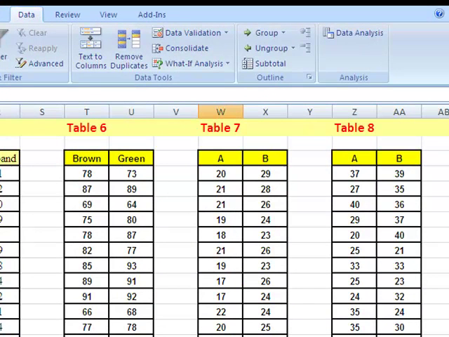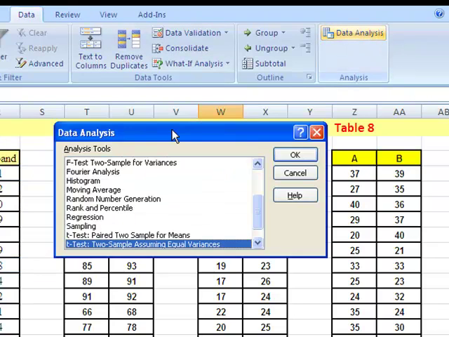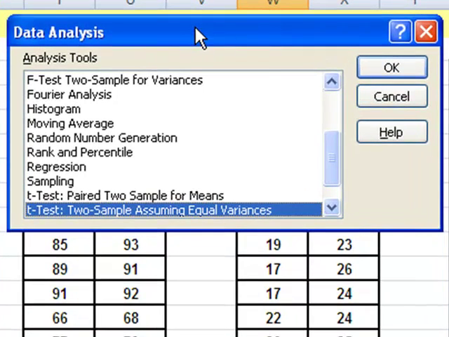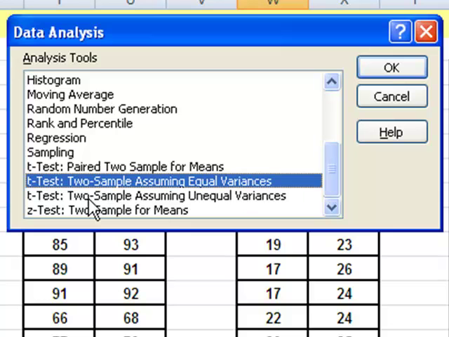When we go to Table 8, we can see the data here, and again we'll notice that we have different numbers of test results here. So we're not going to use a paired t-test, but since we are comparing two different cars, we are going to use a t-test. So we go up to Data, over to Data Analysis, and when we're brought to the Data Analysis box, we then scroll down to look at the different t-tests that we can perform, and we're going to do the t-test two-sample assuming equal variances.